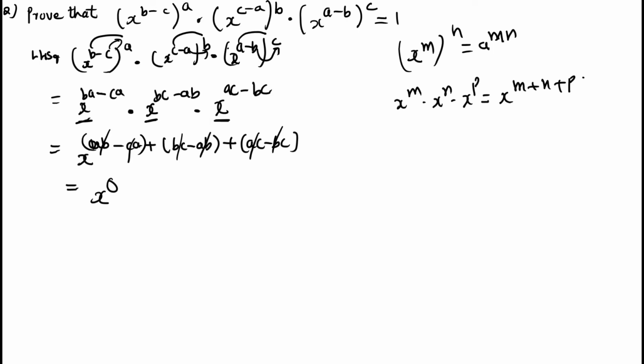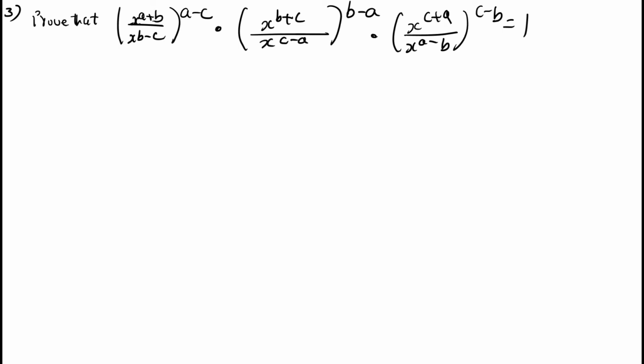All the terms get cancelled, which means 0 is remaining, not 1. So x to the power 0 is remaining. Any number to the power 0 is equal to 1. It is equal to the RHS of the given problem. Okay. See the next question.